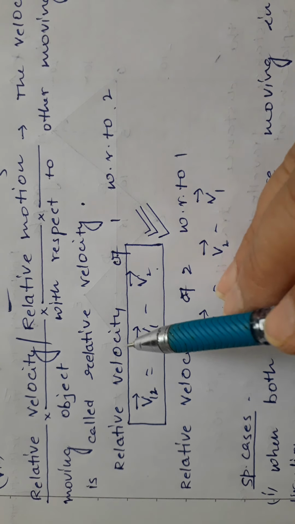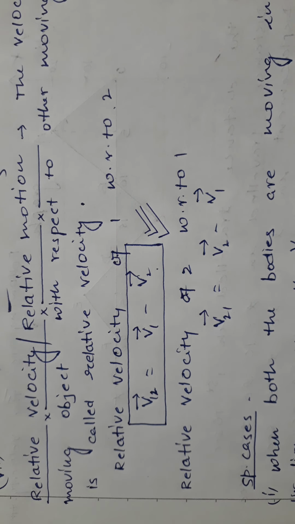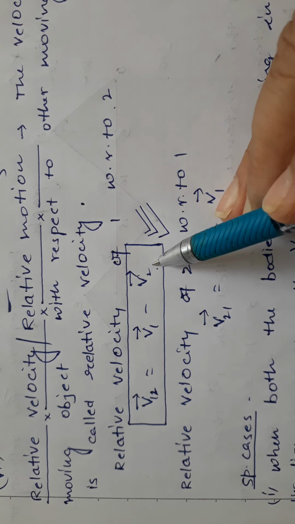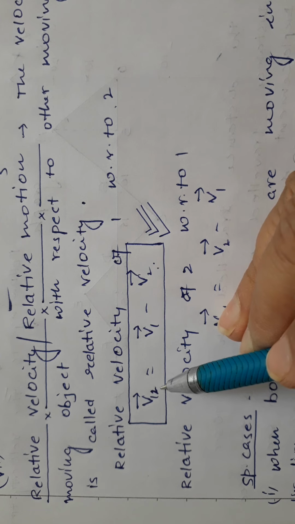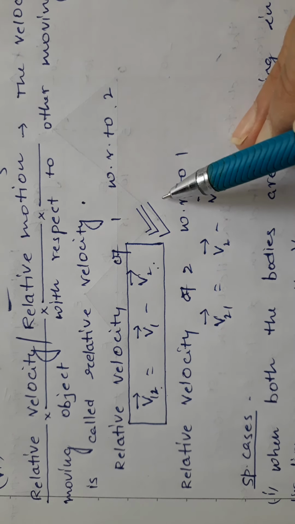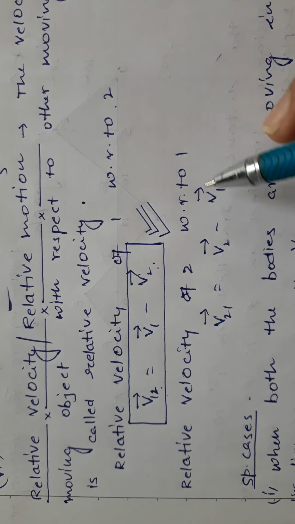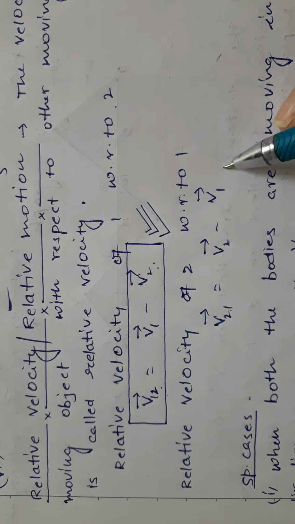velocity. So we calculate the relative velocity when both the bodies are moving. The velocity of one moving body with respect to the other moving body is called the relative velocity, and it is given by v1 minus v2, we take the difference of both. v12 is the symbol for relative velocity of object 1 with respect to 2, v12 is equal to v1 minus v2. Or the relative velocity of 2 with respect to 1, what will it be? It will be v21 is equal to v2 minus v1.